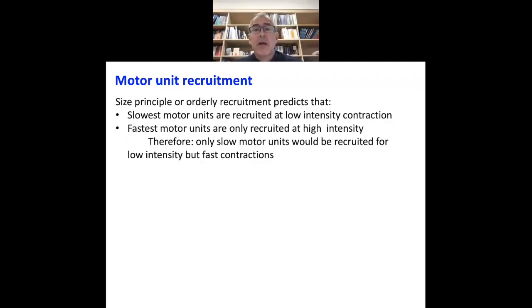Fastest motor units are recruited only at the highest intensity contractions, and therefore you would expect only slow motor units to be recruited for low intensity but fast contractions. Now, the difficulty is this may not make mechanical sense.